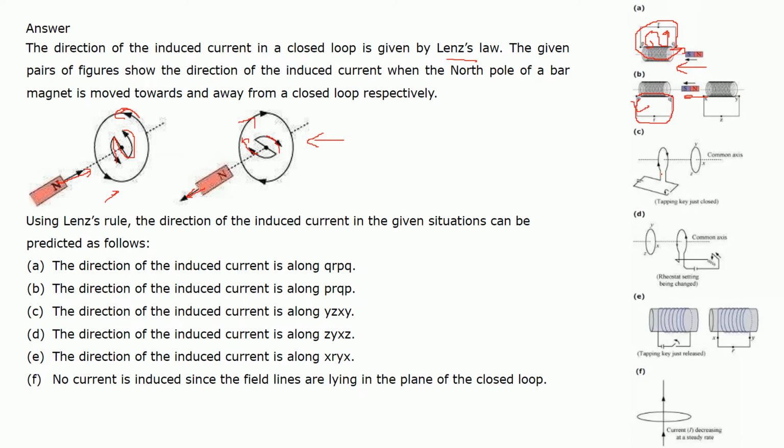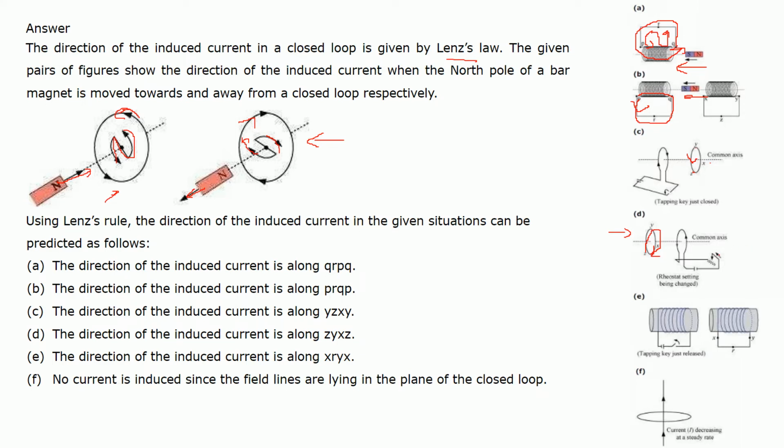Again, this one, C. The direction of induced current will be what? It will be YZXY, means in this direction. Okay, because this is a common axis and you are tapping the key to close it. Then we have this one. The direction of induced current will be along what? It will be ZYXZ. It will be in this direction, ZYXZ.